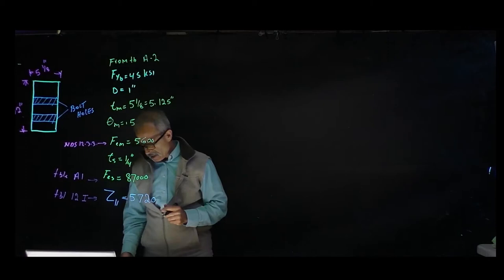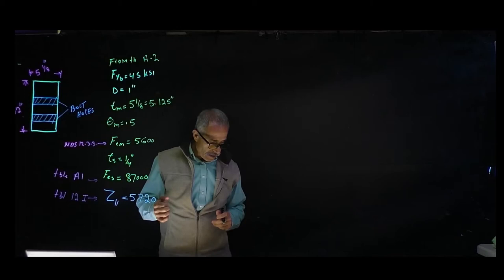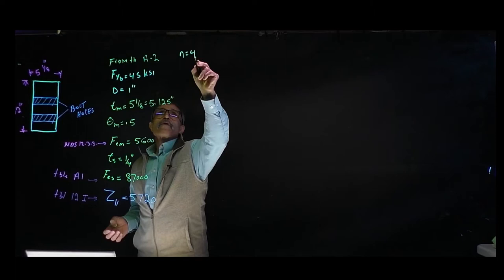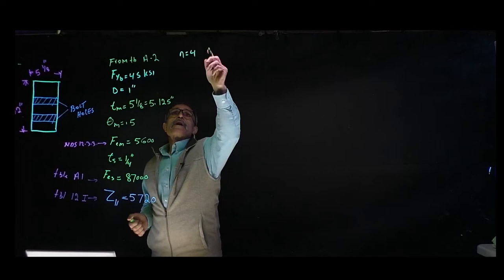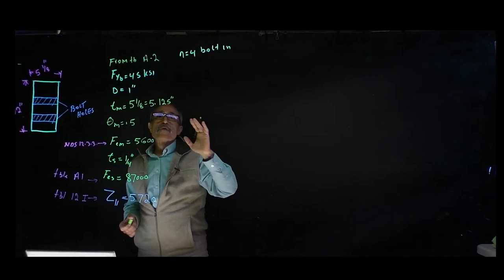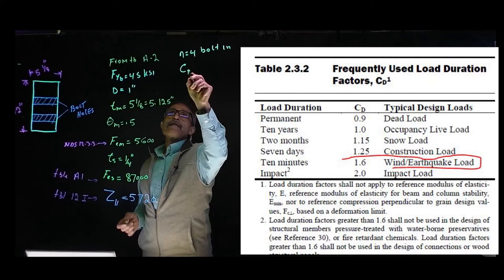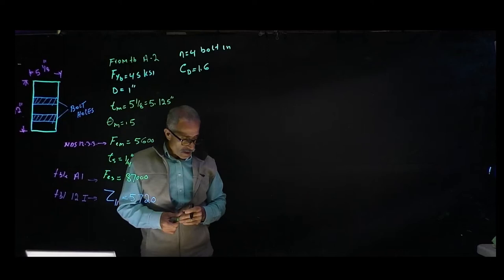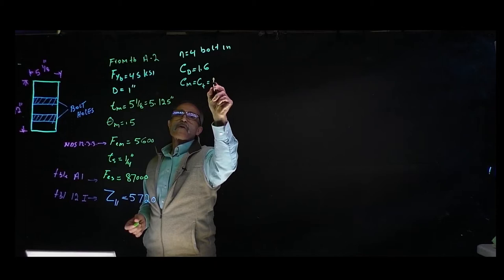With that, we continue to the adjusted connection. We're going to look for the adjusted ASD connection capacity based on our n. Our n is equal to 4: in a row we have 4 bolts, and also a bolt in each row. Then, if we look at the adjustment factor from NDS 2.3.2, CD is equal to 1.6 because we have earthquake loading, which is what we're going to design it for. And of course, because of the inside condition, CM, CT, all those come out to equal 1.